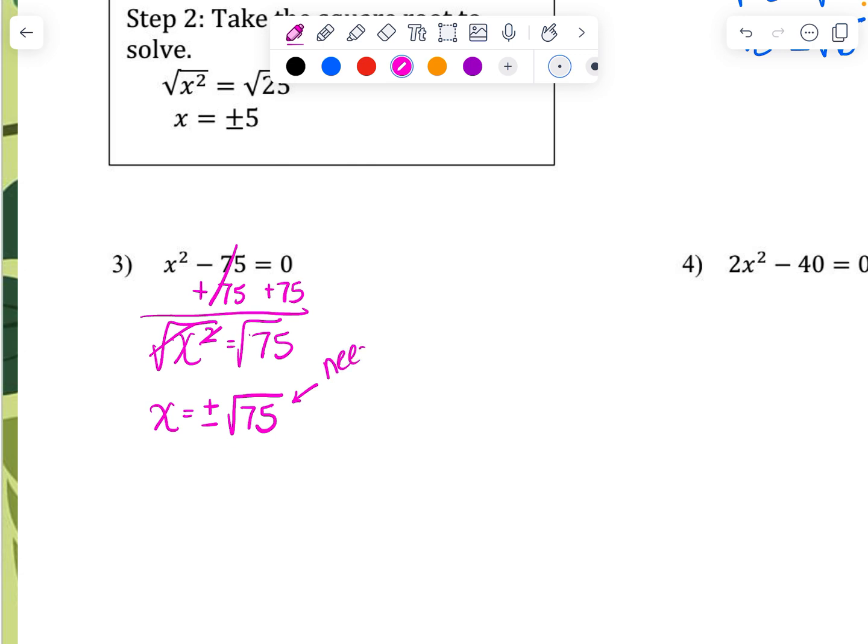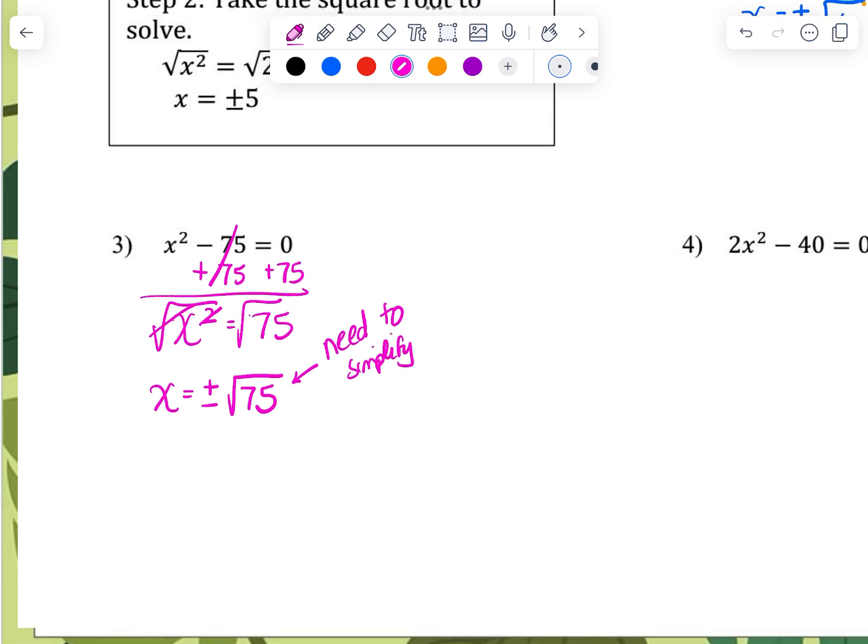Yes, we need to simplify. So if a radical can be simplified, we have to recognize that and take care of it. So the square root of 75 can be broken up into a perfect square of 25 and 3. So the square root of 25 times the square root of 3 does equal the square root of 75. So they're equivalent, but I'm breaking it down so that I can simplify. The square root of 25 simplifies to 5, so 5 square root of 3.